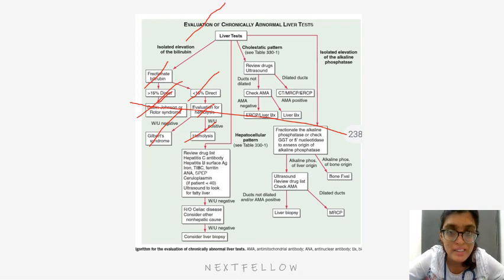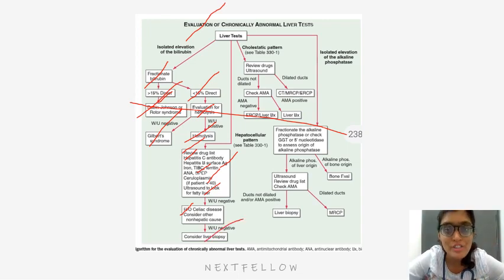If the liver tests are chronically abnormal, you will review the drug list. You will do hepatitis C antibody, hepatitis B surface antigen, iron profile, TIBC and ferritin for hemochromatosis, ANA, SPEP, ceruloplasmin, and ultrasound to look for fatty liver. If workup is negative, then rule out celiac disease. Consider other non-hepatic causes. If workup is negative, then you will consider liver biopsy.